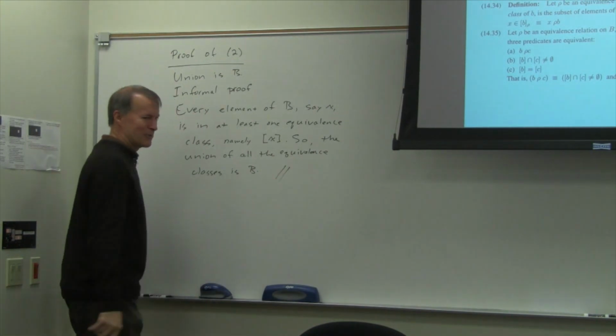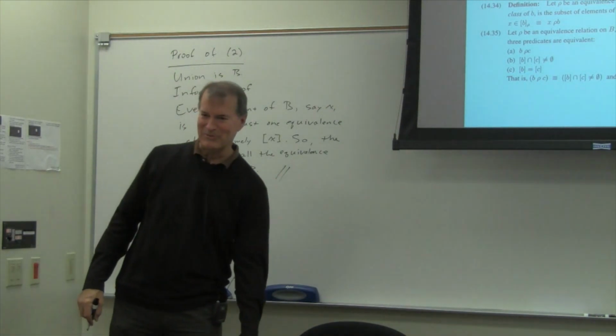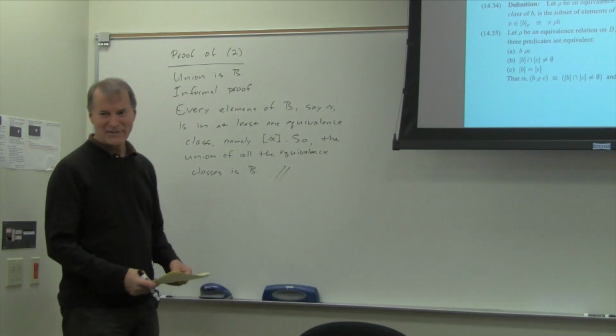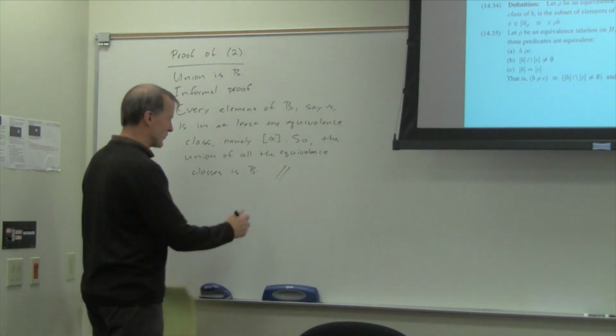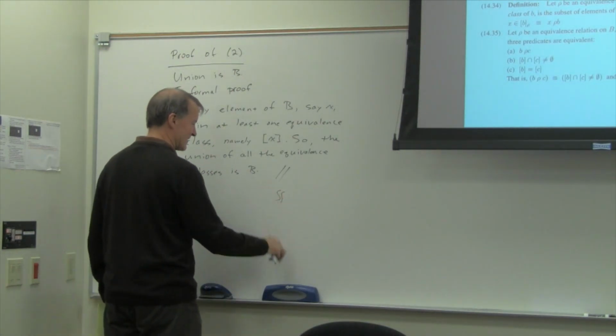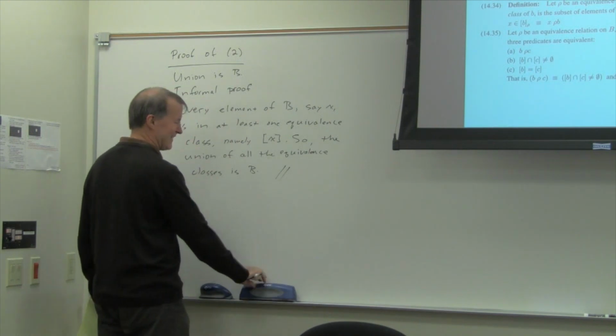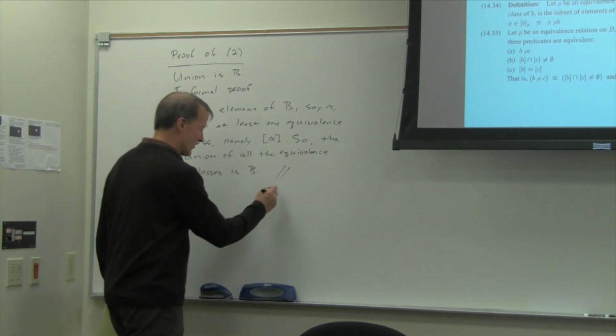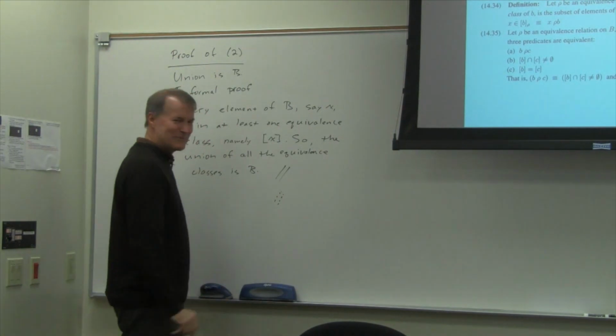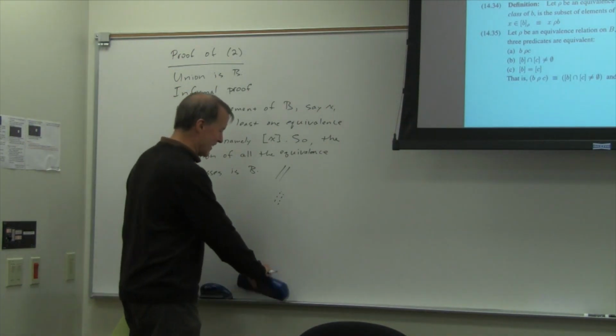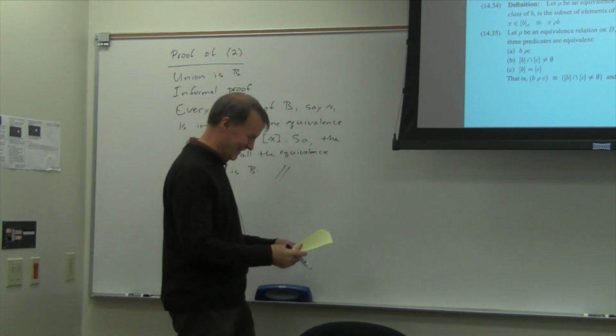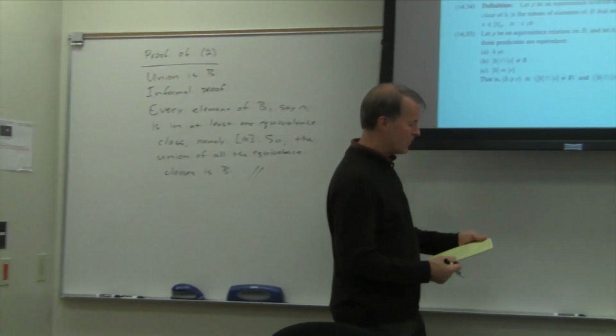Boom. End of proof. End of informal proof. Do we want to have slashes for informal proof? Or maybe this and it's not quite a formal proof. A vague proof, whatever. Okay. All right, so that's 14.35.1.